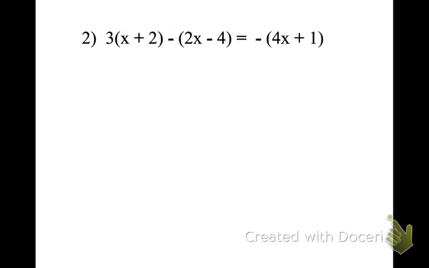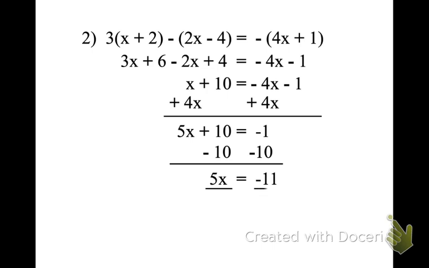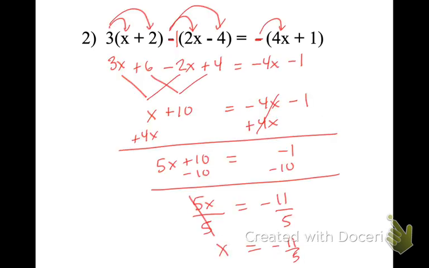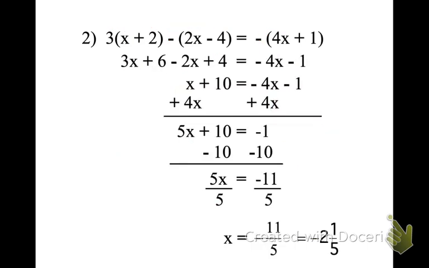Let's double check my work. I have been known to make some mistakes. So let's go back. Let's see, what did I have? Negative 11 over 5. But their writing is much better. So we'll look at that. All right, let's keep going.